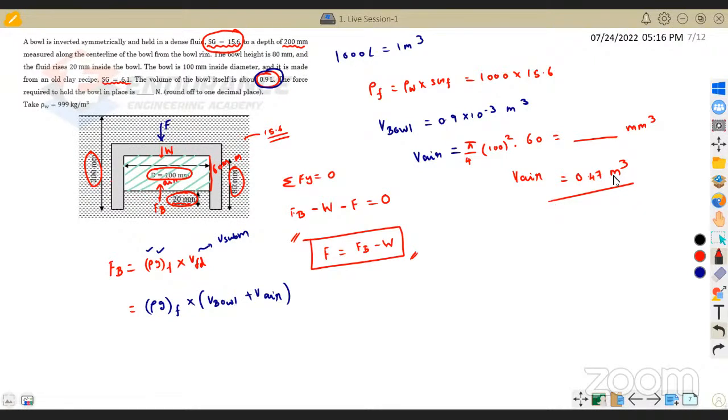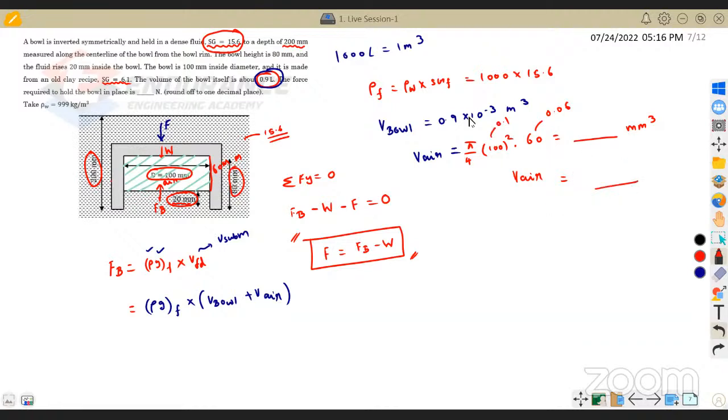Please cross check it, 0.47. See, 100 means 0.1 meter. 60 means 0.06. So I guess 0.47 is a bigger value. 0.47 is bigger. You cross check it and get the answer. We will see that at the end.